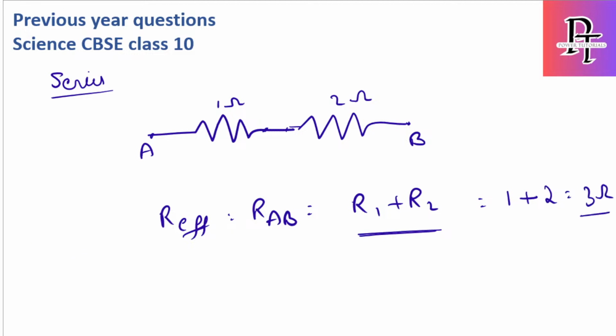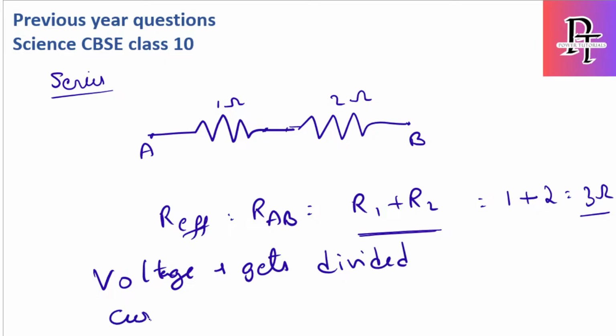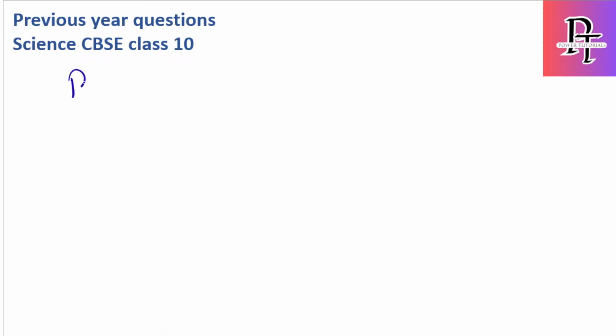Same way, two important things we need to consider for series resistors: voltage gets divided, whereas current will be the same. Voltage gets divided between these two resistors, whereas current will be the same across the two resistors. With respect to questions, you will understand why it is dividing and why it is the same. Let's see parallel, what is the basic definition and so on.